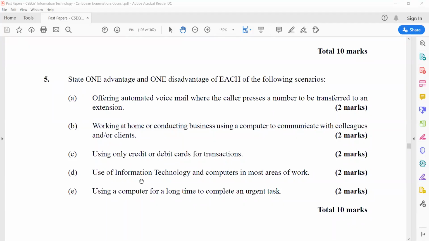Okay, so part D, use of information technology and computers in most areas of work. What is an advantage and disadvantage? Yeah, I'm not sure for that one. Right. So in a question like this, you want to think about it in terms of technology, right? What is an advantage of using technology in your workplace and a disadvantage of it?